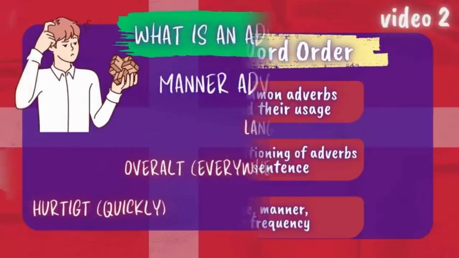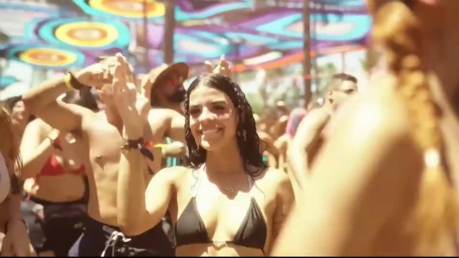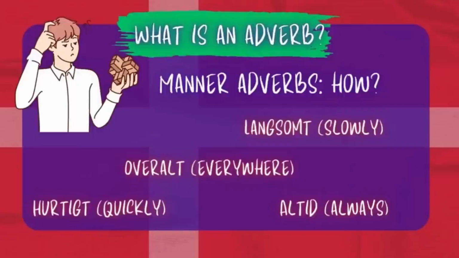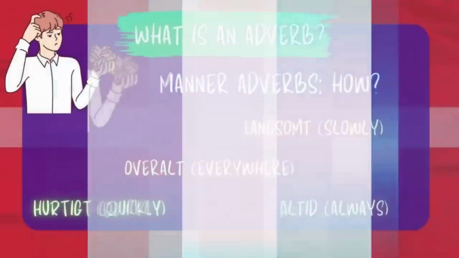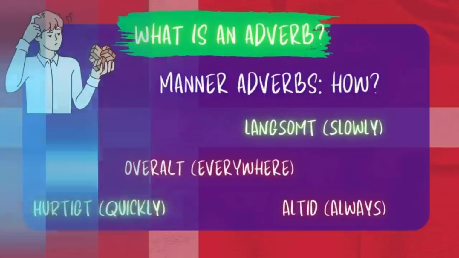Let's get into it. So firstly, we have manner adverbs, that is, the adverbs that show us how an action occurs. Which two of these four adverbs do you think are manner adverbs? We have langsomt, slowly, overalt, everywhere, hurtigt, quickly, altid, always. The answer is, of course, langsomt and hurtigt, two adverbs that tell us how something happens.